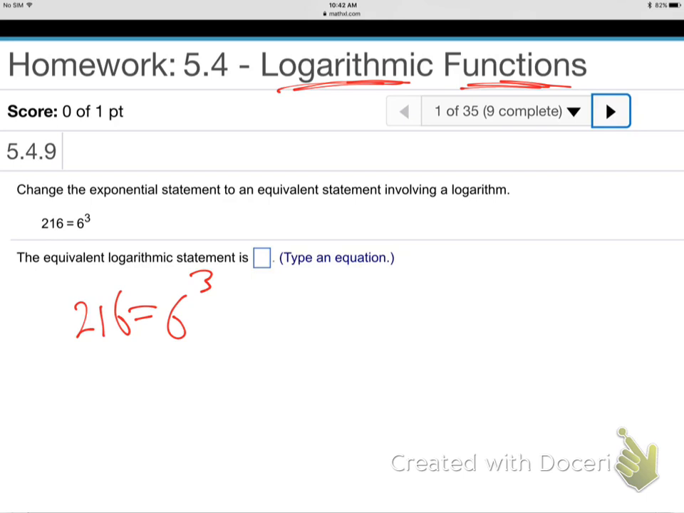All right, anyway. 216 equals 6 to the third. So what they want us to do is change this into a log function. They want us to move this from exponential to logarithm. So how do we do that?